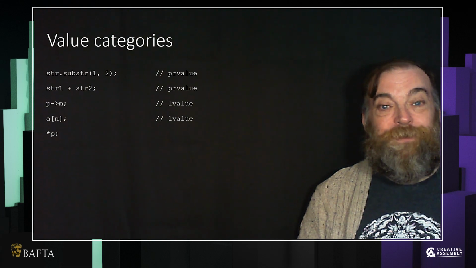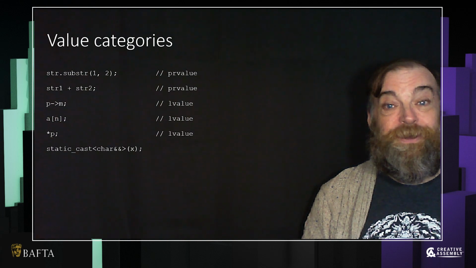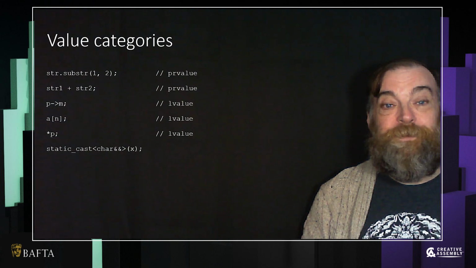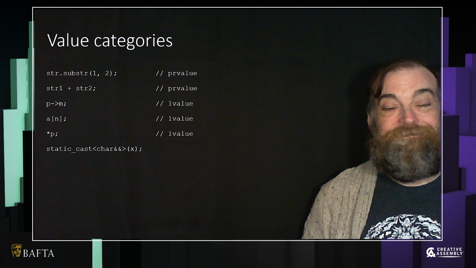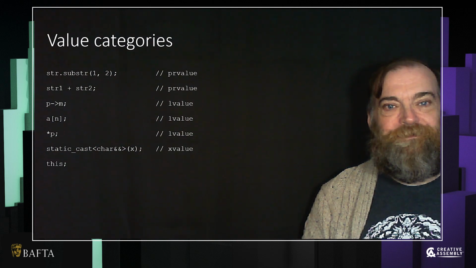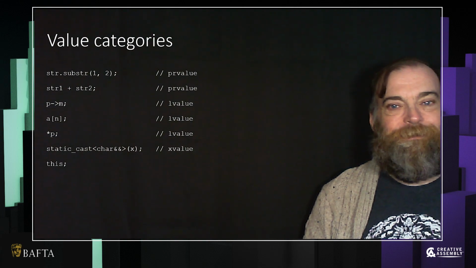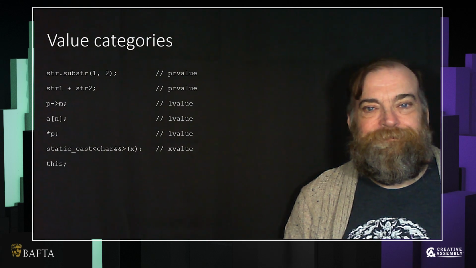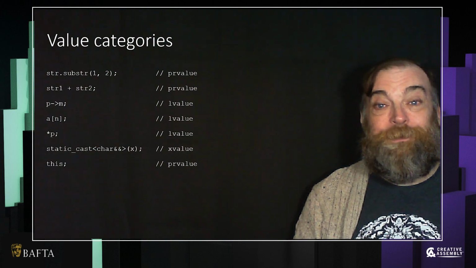What's the value category of star P? Well, it's an L value. It identifies an object. You can't move from it. What's the value category of static cast char ref ref of X? It's an X value. This is a cast expression to R value reference to object type. It denotes an object whose resources can be reused. And finally, just for a laugh, what's the value category of this? It's a PR value. It's a pointer without identity that can be moved from.